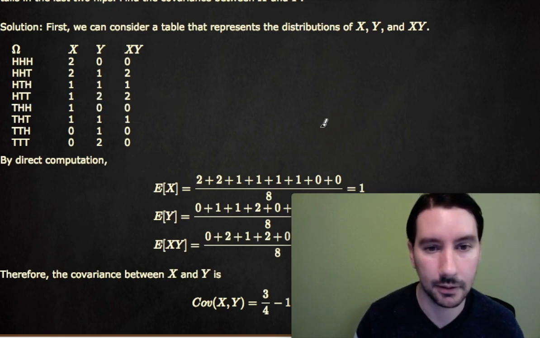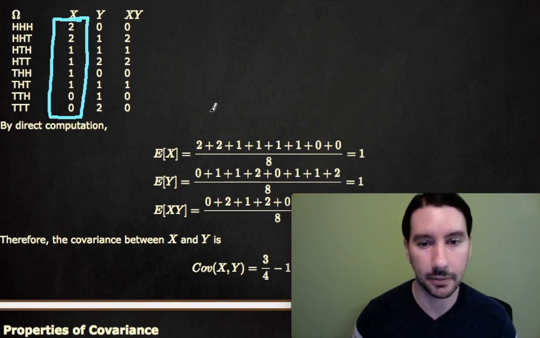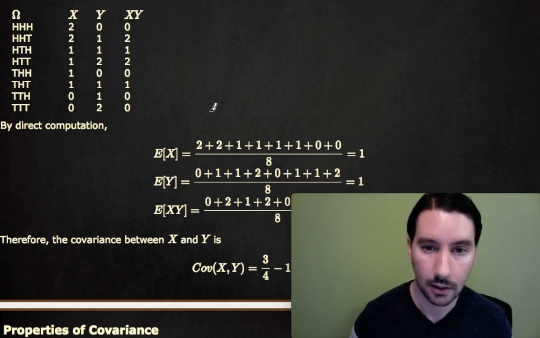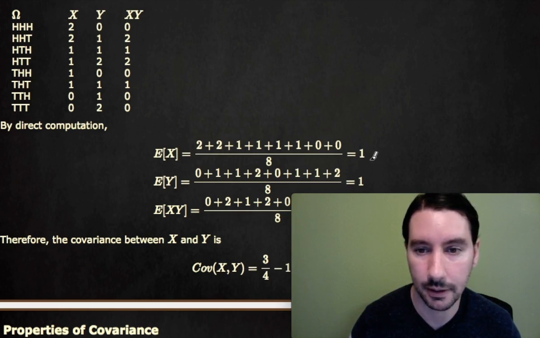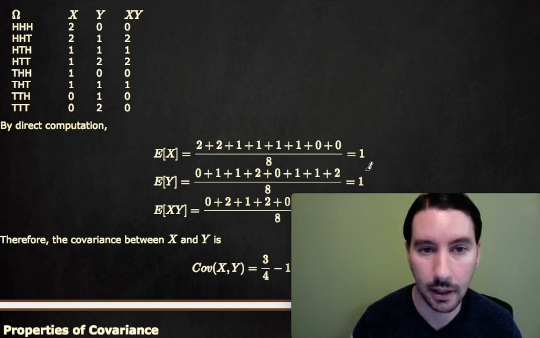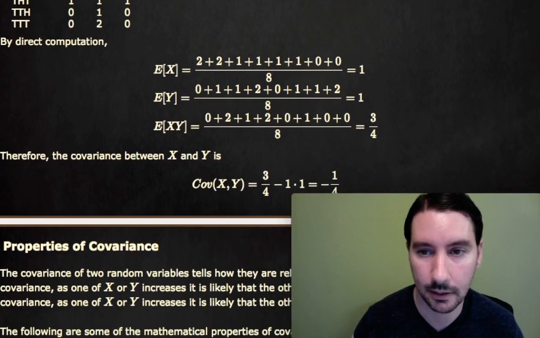There are 8 outcomes, so to find the average values of X, Y, and X times Y, you can add all the numbers in a column. If we wanted to find E of X, we would add all the numbers in this column and divide by 8, because there are 8 equally likely outcomes. Doing that, we get the expected value of X is (2 plus 2 plus 1 plus 1 plus 1 plus 1 plus 0 plus 0) over 8, which is 1. And for Y, you read down the column and you get 1. And then taking the products of each one, we can find the expected value of X times Y is 3/4.